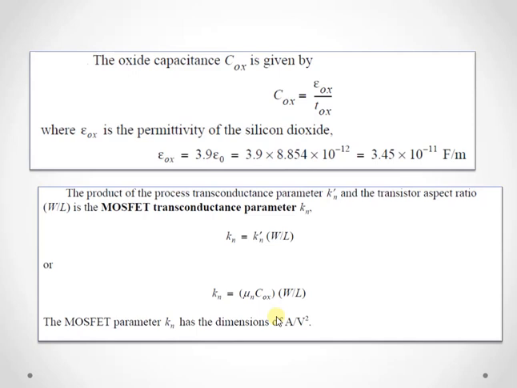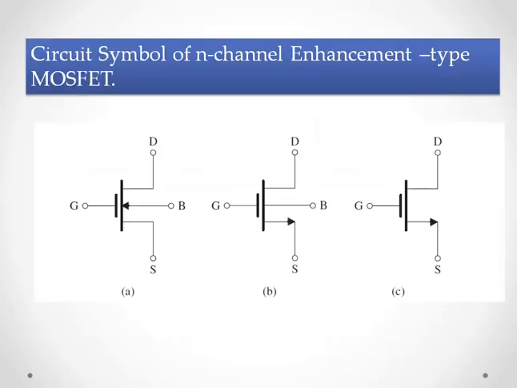One more important thing to be remembered is that the W by L ratio, which is the aspect ratio, is a dimensionless quantity and is determined by the device designer, and the values of W by L, or W and L, can be selected by the device designer to give the device IV characteristics as per requirement. But for the fabrication process, we will have something called the minimum channel length, which will be represented as L minimum.